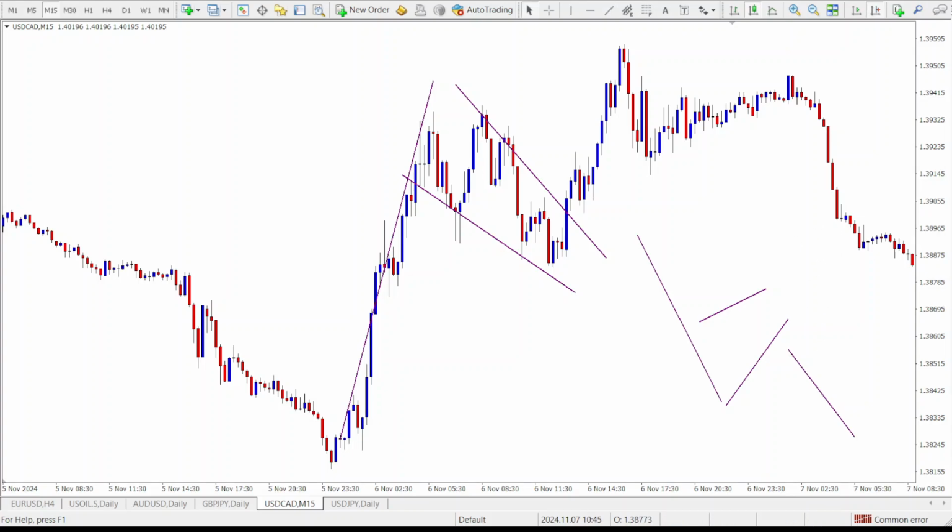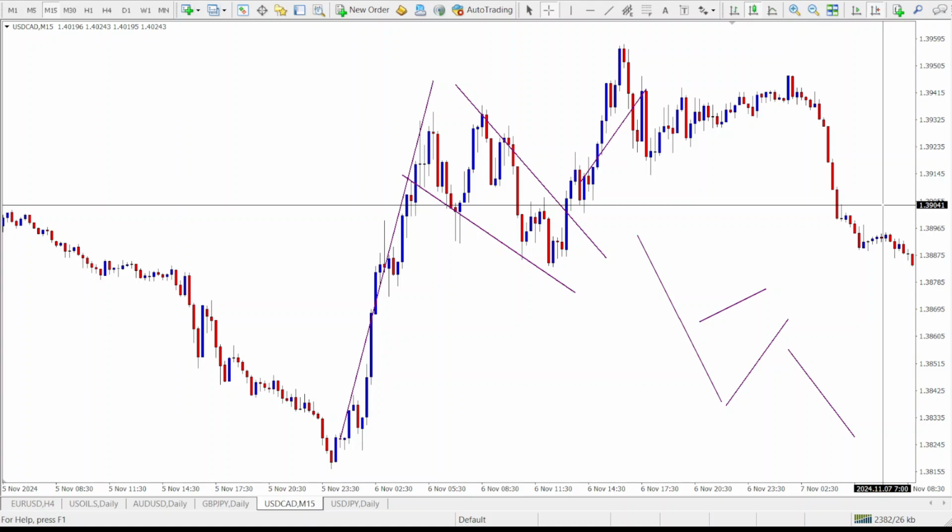Now, flags are usually useful in scalping because they represent a brief pause in a strong trend, and once the flag is complete, the price often resumes in the direction of the original trend. So as a scalper, you would want to enter the market as soon as the price breaks out of the flag formation. So this would have been a good place to enter a buy.